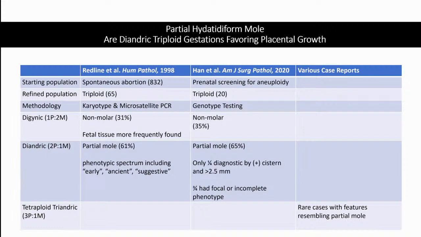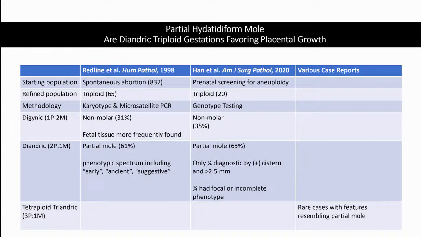And they found that when you look at the total world of triploid genomes, about one third are non-molar and two thirds are molar, and they have a spectrum of phenotypes, which he called early, ancient, and suggestive, in addition to the classic type.